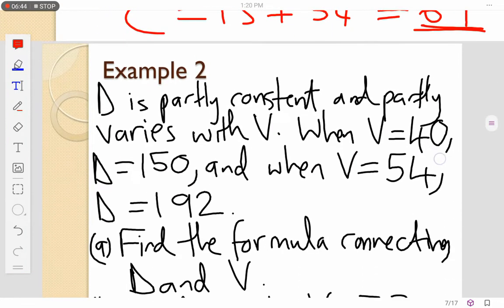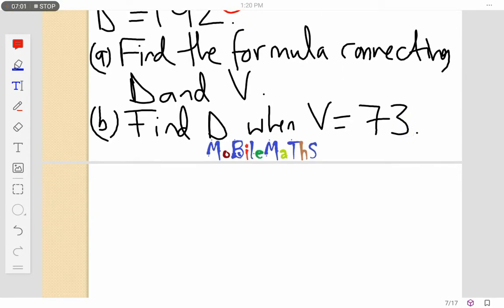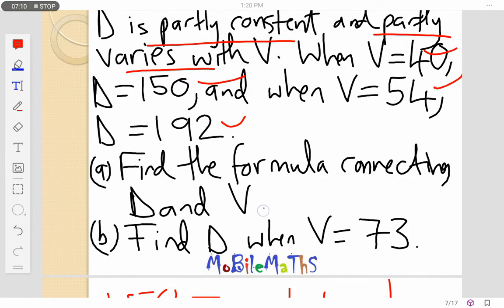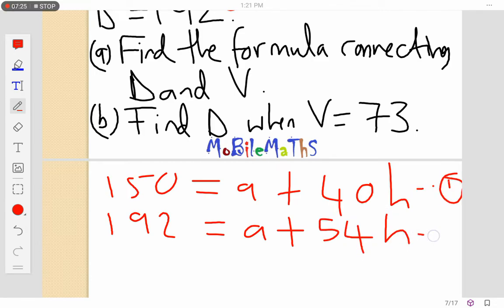Let's have another example. So the next example, I've got d is partly constant and partly varies with v. So we are given that information. We use this information to derive our simultaneous equation. Let's do that. So I'm gonna have 150 is equal to a plus 40h. The second one, I've got 192 and 54. I've got 192 is equal to a plus, so I've used a and h in this case, 54h. So I've formed two equations, equation 1 and equation 2.